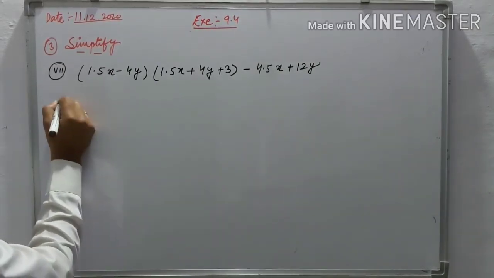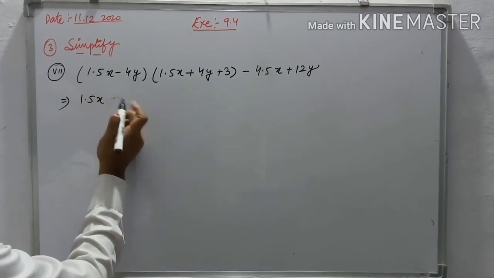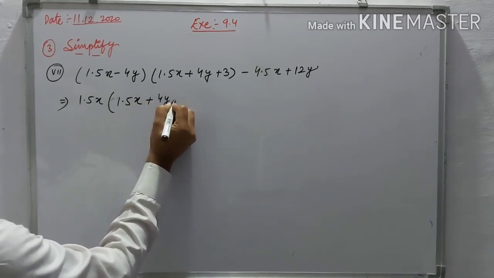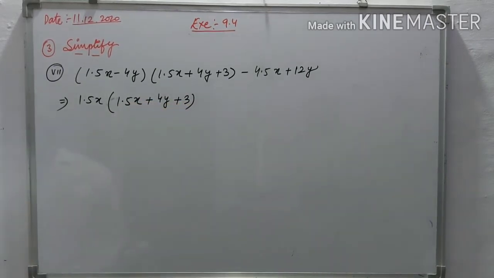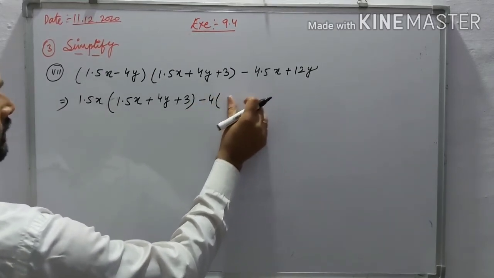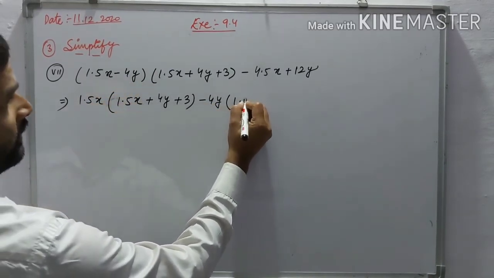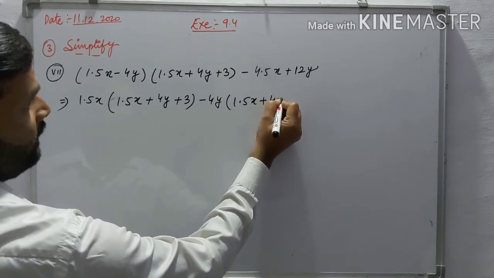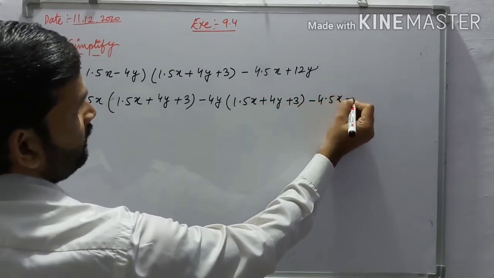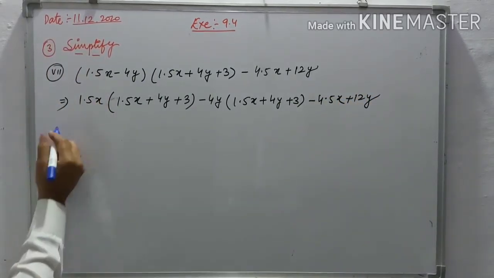Okay, now solve. 1.5x minus 4y in the bracket 1.5x plus 4y plus 3. Okay, now second is minus 4y in bracket 1.5x plus 4y plus 3, and additional part of 4.5x plus 12y. Okay, now we multiply.